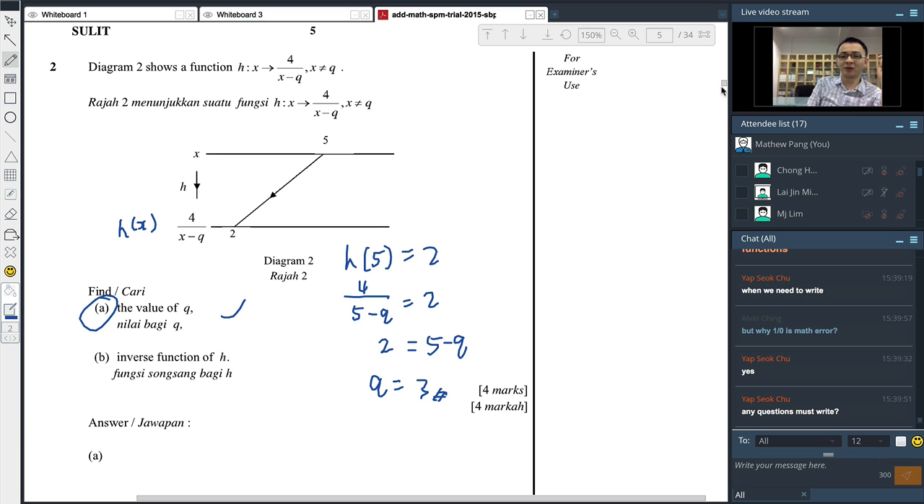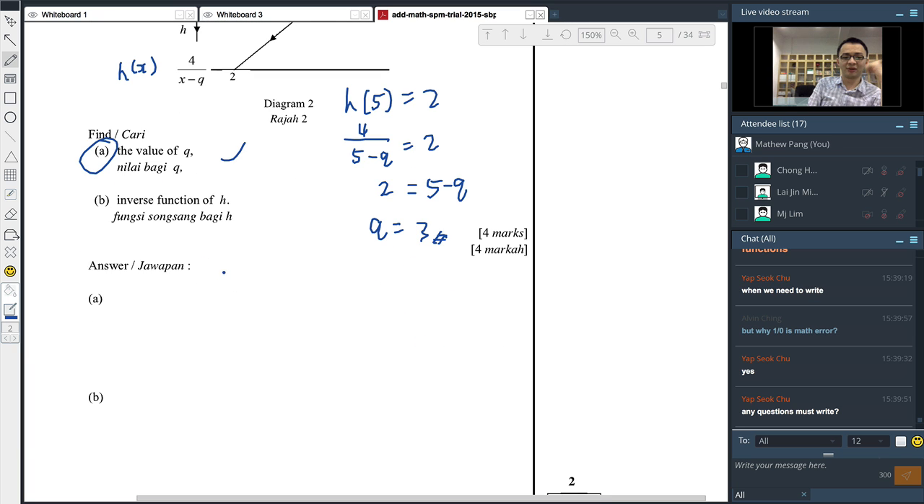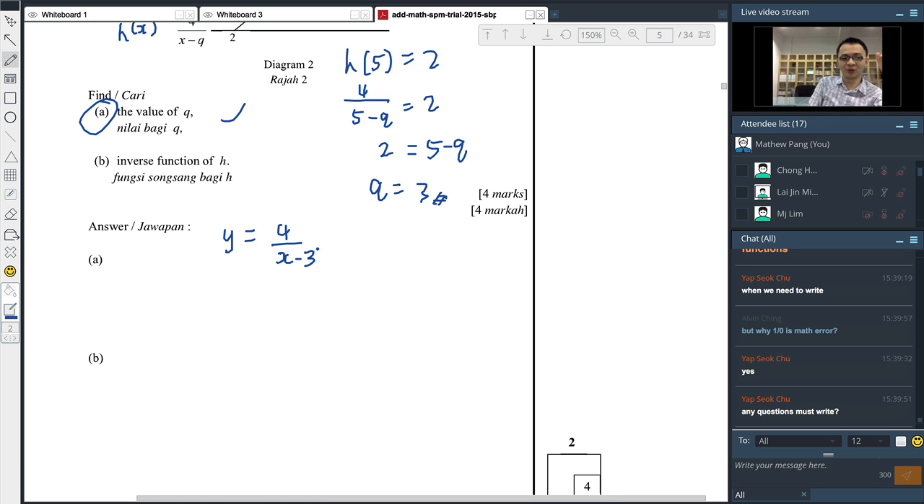Then if you know the q equals 3, you will need to do the inverse function. So yeah, you just say y basically equals to 4 over x minus 3. Your equation basically is 4 over x minus q, right? Yeah, you got this one. And then you make x the subject. So I will say x minus 3 equals to 4 over y. x basically equals to 4 over y plus 3.